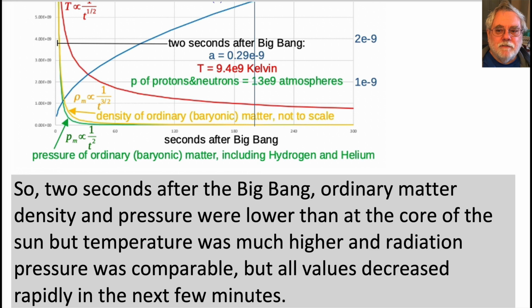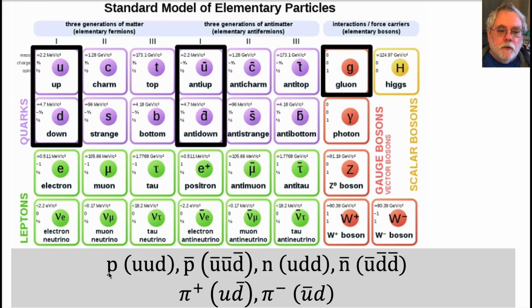Two seconds after the Big Bang, ordinary baryonic matter consisted of protons and neutrons, with no antiprotons or antineutrons. How did this come about? Let's go back to the first millisecond. Protons and neutrons are baryons consisting of 3 quarks bound and confined with a sea of gluons.